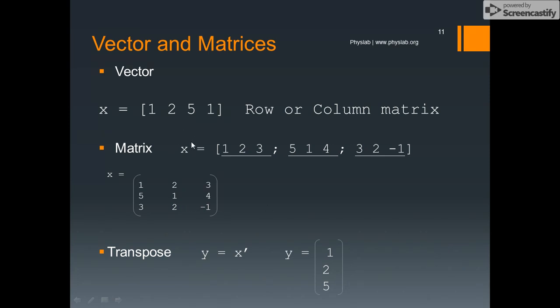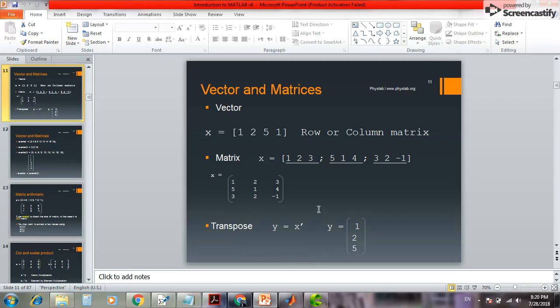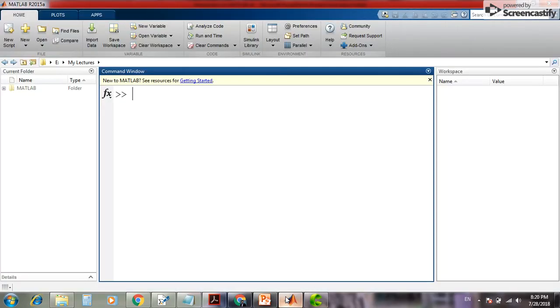So if I declare x equals square bracket 1 space 2 space 3, then I stop with a semicolon, then 5 space 1 space 4 semicolon, 3 space 2 space minus 1, then I'll get an output of this form. This is a matrix that MATLAB will give me as an output. So now let's see how MATLAB actually does that.